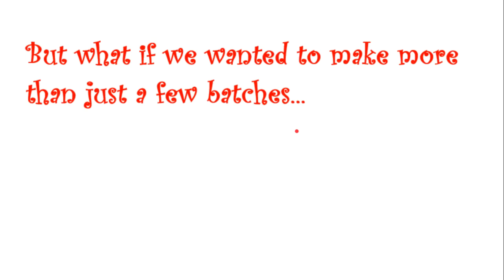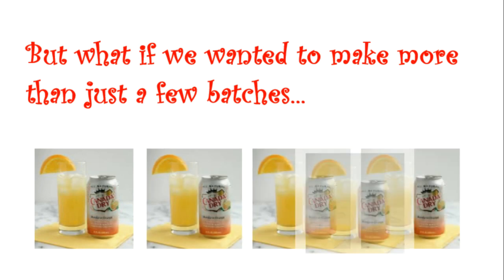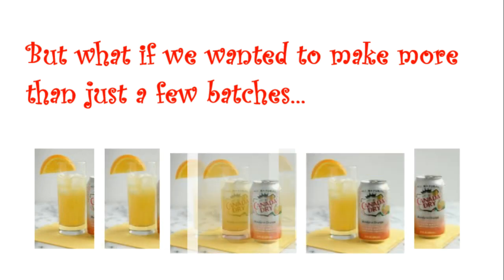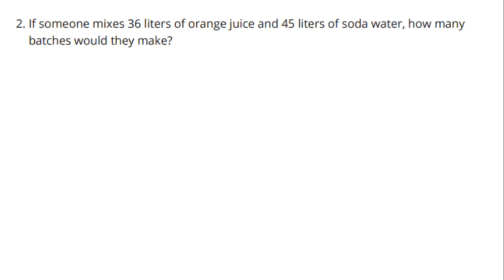So, what if we wanted to make a bunch more batches? So, that double number line, we went up to 4 batches of this sparkling soda water. So, maybe we want to make a lot of it. So, first, for question 2, if someone mixes 36 liters of orange juice and 45 liters of soda water, how many batches would they make?